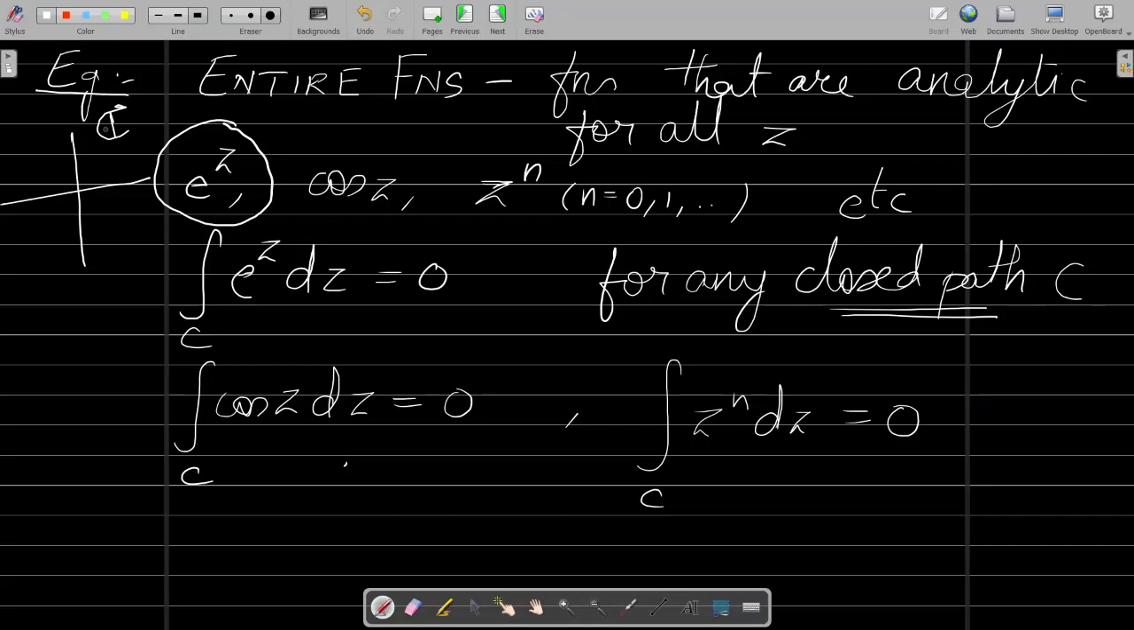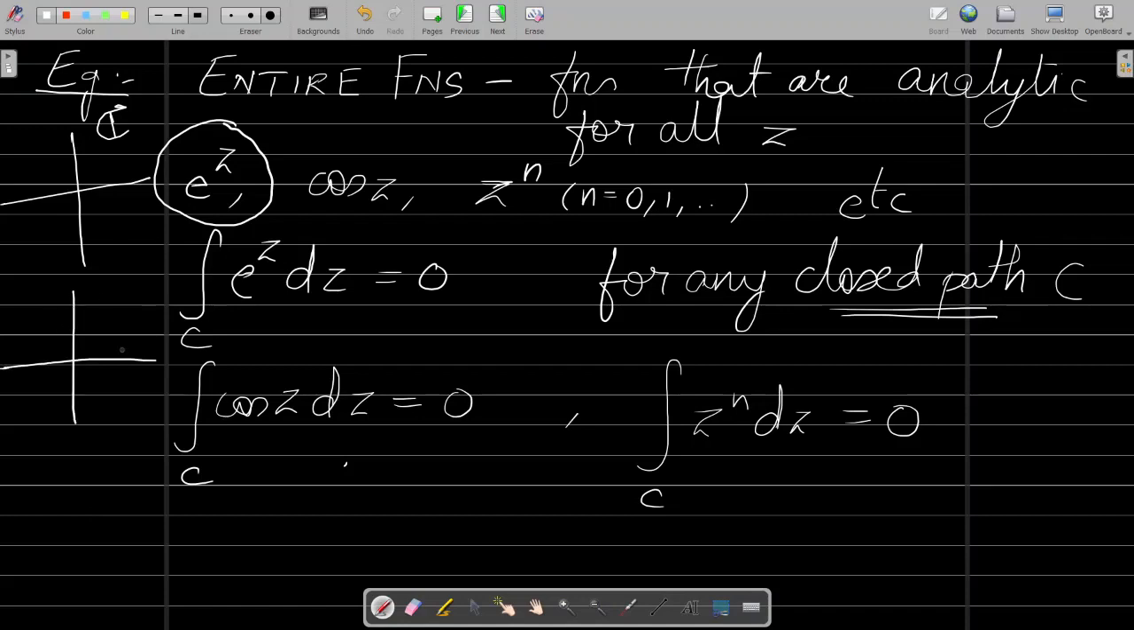Such functions which are analytic in the entire complex plane are called entire functions. That is, they are analytic everywhere, analytic for all z. There is no point where f of z is not analytic. Such functions are called entire functions. Examples are e raised to z, cos z, z raised to n, etc. So for such functions, the integral over C of e raised to z dz is 0 for any closed path C.